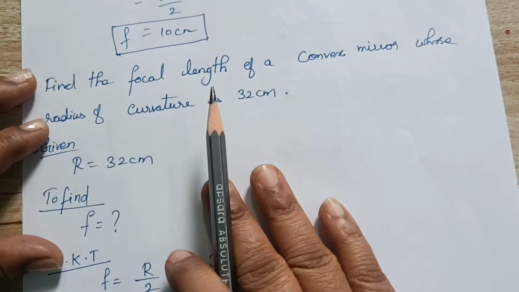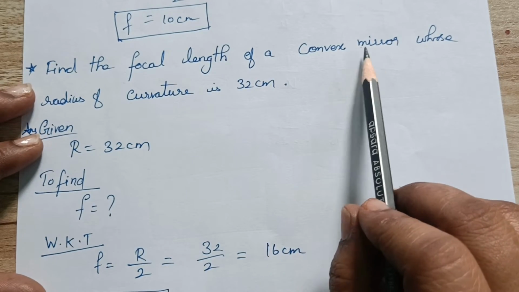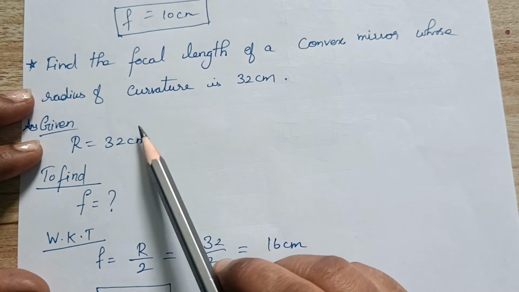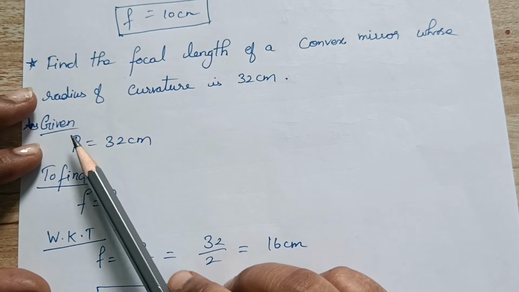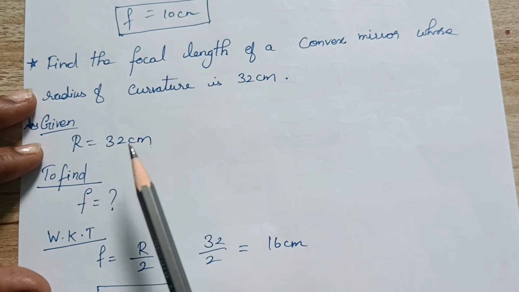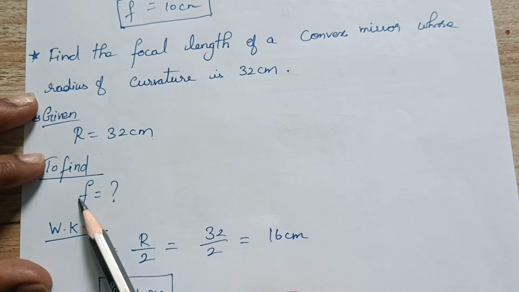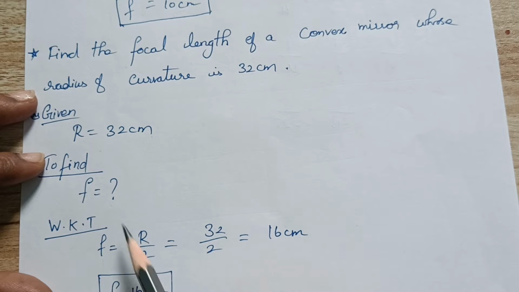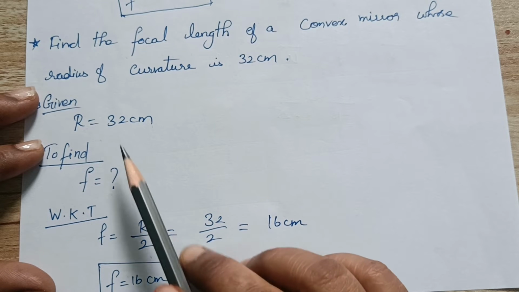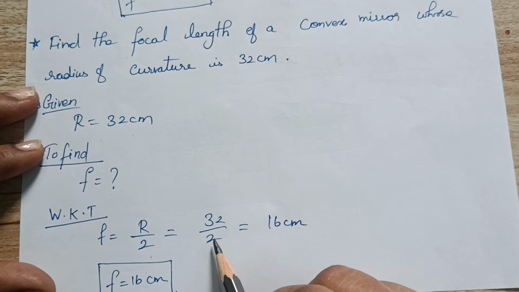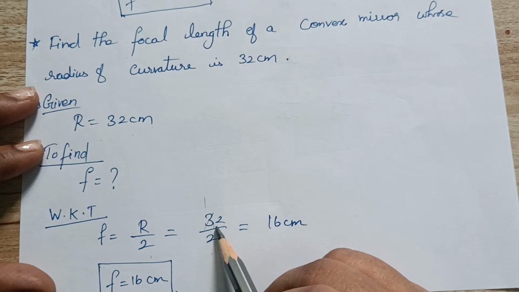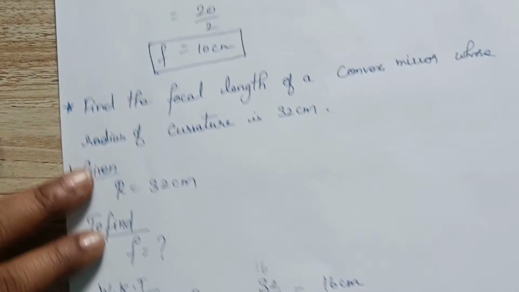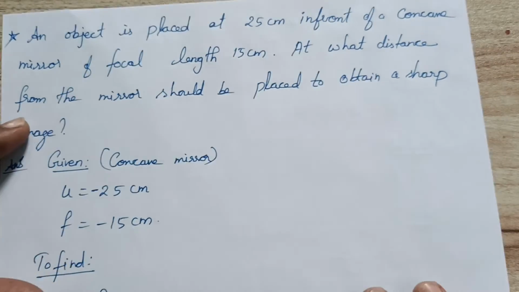Clear? Next. Find the focal length of the convex mirror whose radius of curvature is 32 centimeter. What is given? Radius of curvature is 32 centimeter. To find the focal length, f equals question mark, and we know the relationship between f and r. F equals r by 2, that is 32 by 2, that is 16 centimeter. So your focal length is 16 centimeter. Clear? Next one.